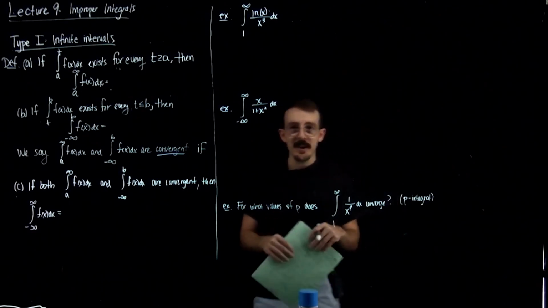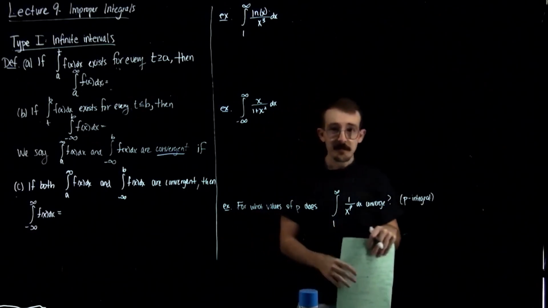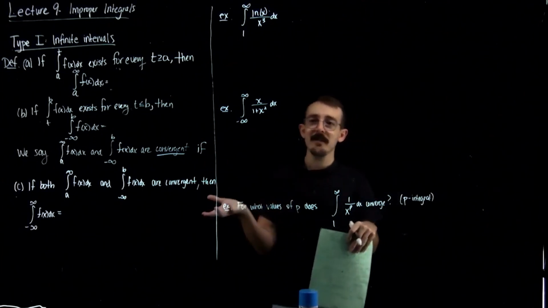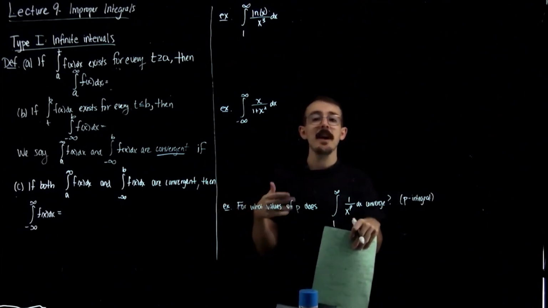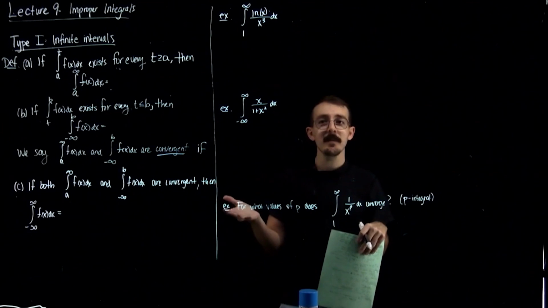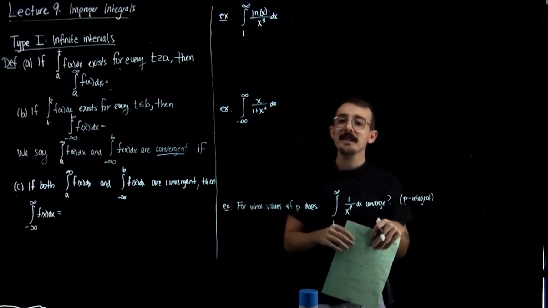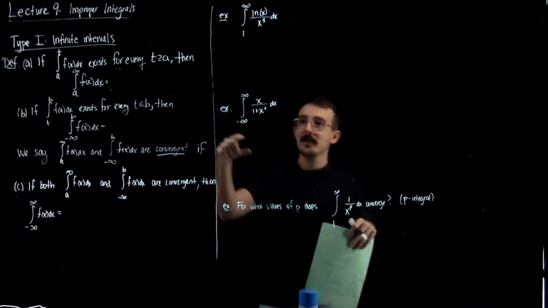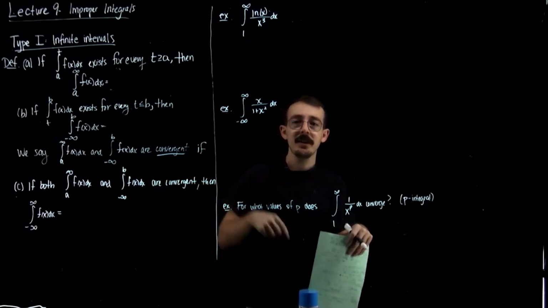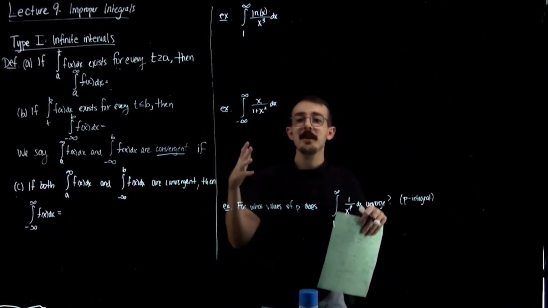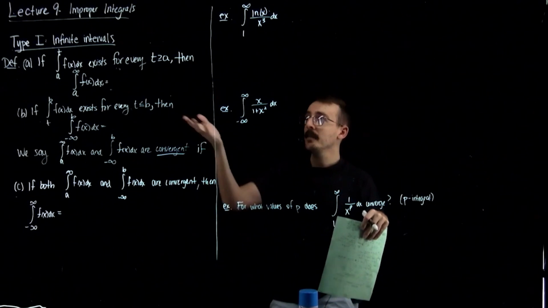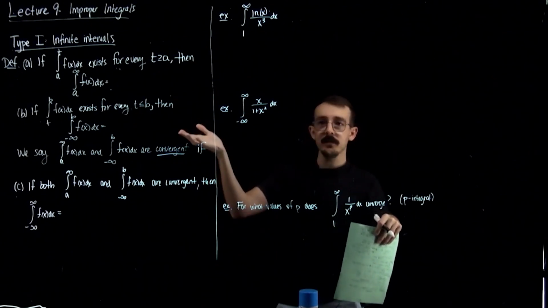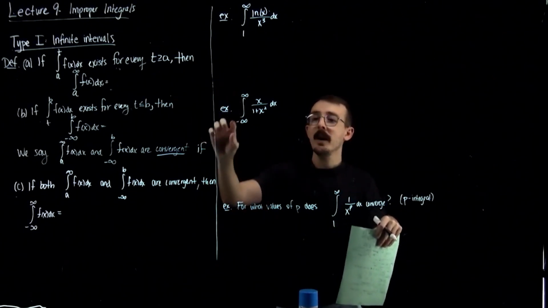Hello and welcome to Lecture 9 on improper integrals. So up until now, until Lecture 8, we've been dealing with integrals that either don't have any bounds at all, and we call those indefinite integrals, or we've had definite integrals, but the bounds from a to b have been finite. So in this video, we're going to introduce one type of improper integral where your bounds can be infinite.